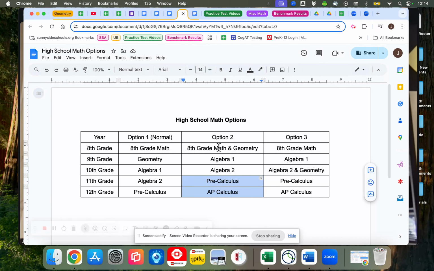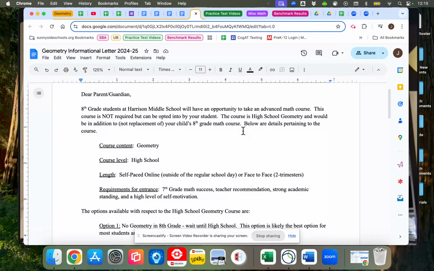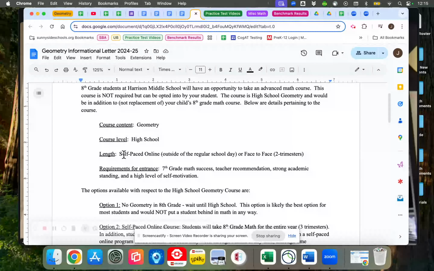You would be taking 2 math classes at the same time for at least 2 trimesters. Below are the details pertaining to the course. Let's jump down to right here, where it talks about the length of the course. We have 2 options. Option 1 is for you to be in a face-to-face class with a teacher. That class would run for 2 trimesters, and it would replace one of your electives. That class would start on the first day of school, and again go for 2 trimesters.